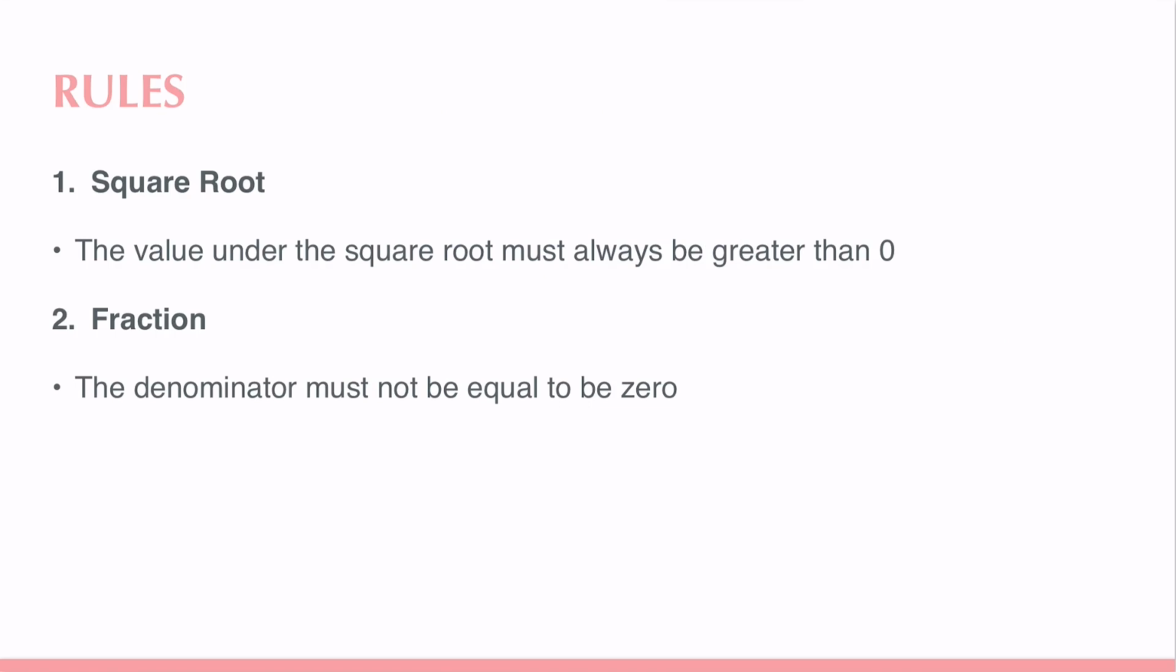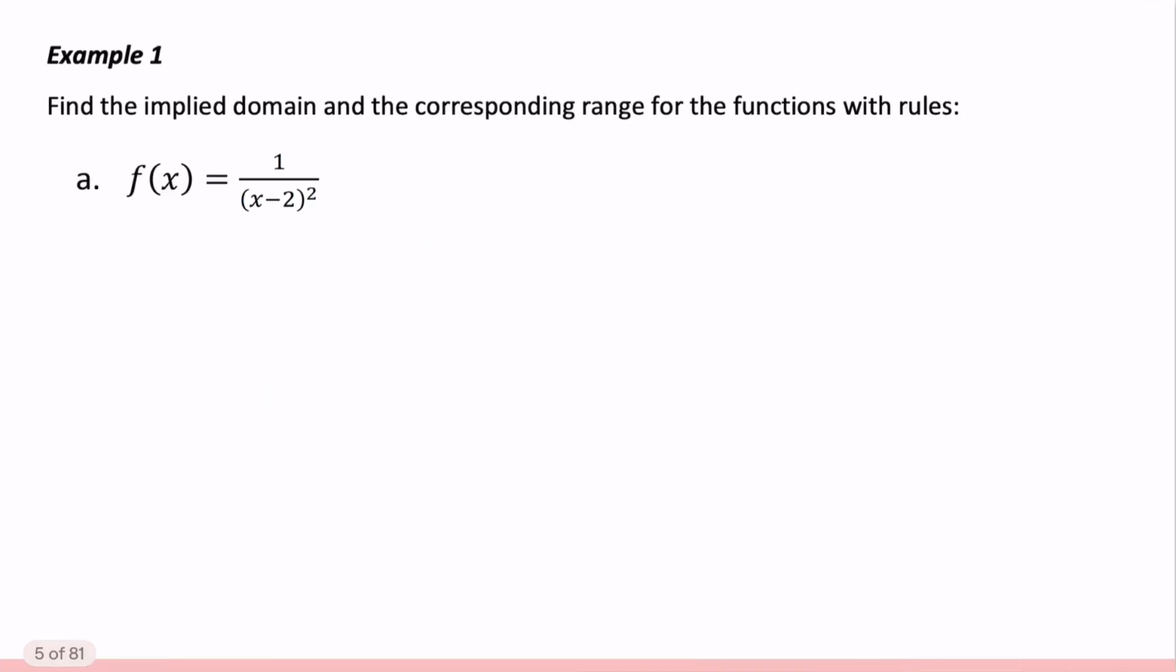And basically these are the two key rules. First of all, look out for any square roots. Consider that the value under the square root needs to always be greater than or equal to 0. I'll add that in here, or equal to 0. And then also look out for fractions. The denominator must not be equal to 0 in order for it to exist. So let's go through a few examples.